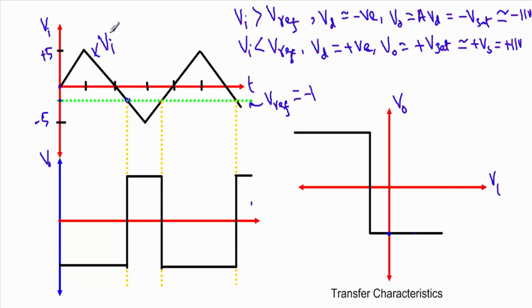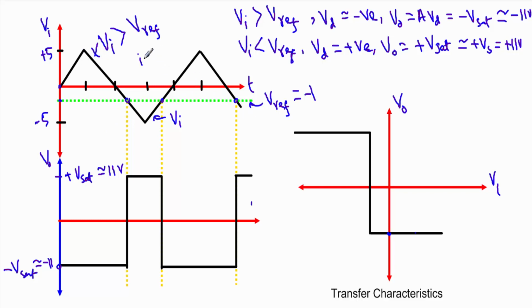Now consider this point to this point. It is obvious that within this interval our input voltage is greater than our negative reference voltage. That means our output voltage will be in negative saturation, and our negative saturation voltage minus Vsat will be nearly equal to our negative bias voltage. Now from this point to this point our output voltage will be in positive saturation, because in this interval our input voltage is less than our reference voltage. As a result our output voltage will be plus Vsat, nearly equal to 11 volt. Now from this point to this point the output will be in negative saturation, and after that the output will be in positive saturation.